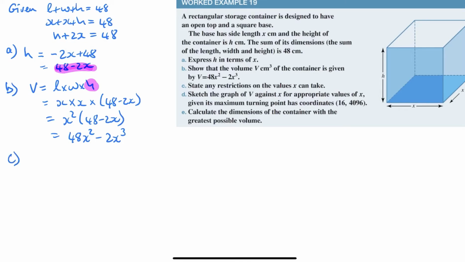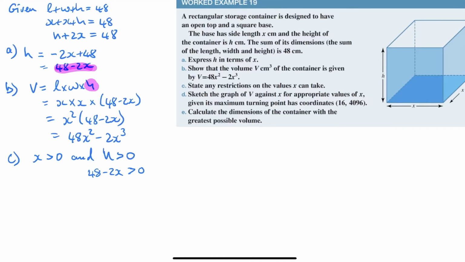In my C question, they say state any restrictions on the value x can take. So what do we know about x? If I go back to what I have here, x cannot be 0. So x must be greater than 0, and the height should be greater than 0 as well. And what is the height? The height is 48 minus 2x, which means 48 minus 2x must also be greater than 0.